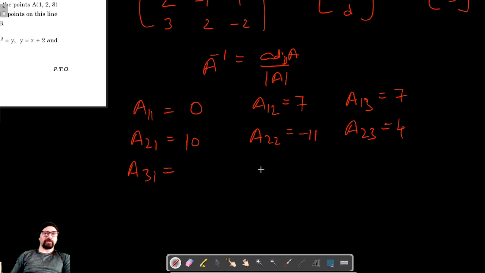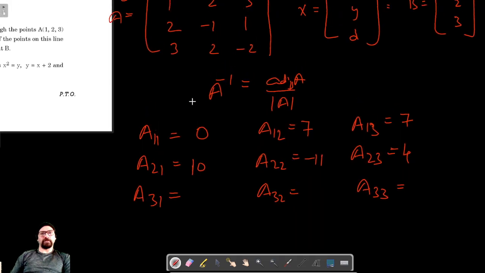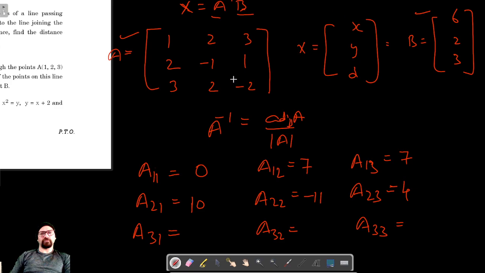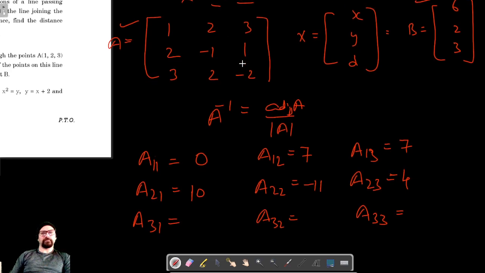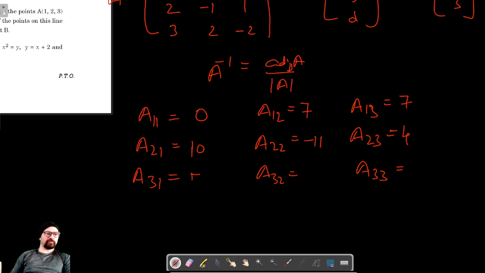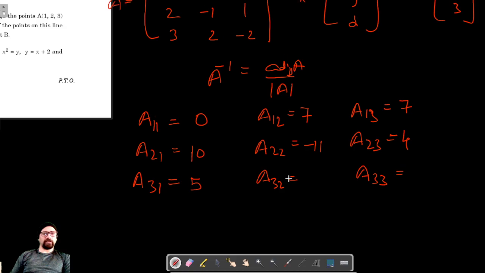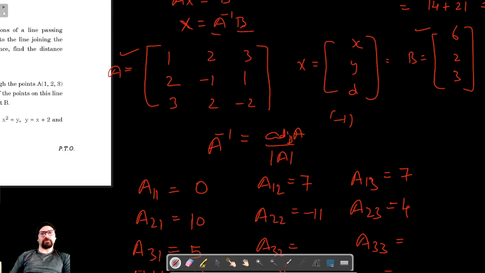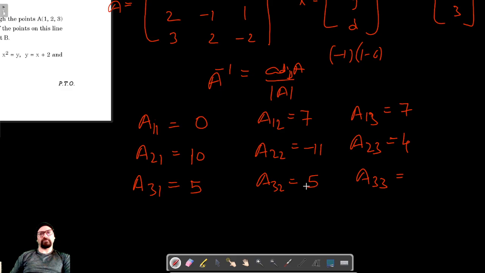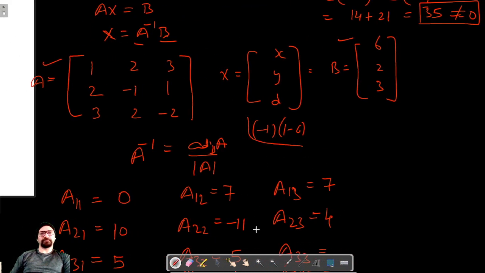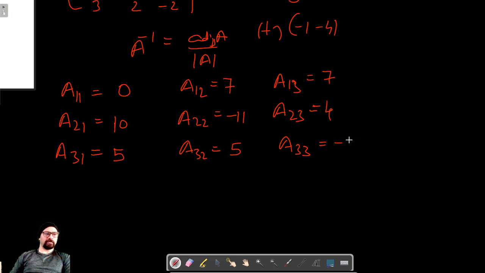Now it's A31, and we have to find A32 and A33. So A31 is 2 plus 3, which is 5. So this is 5. A32 has the negative sign, and it's 1 minus 6, so this is also 5. A33 has the positive sign, and this is negative 1 minus negative 4, which is negative 5. So this is negative 5.